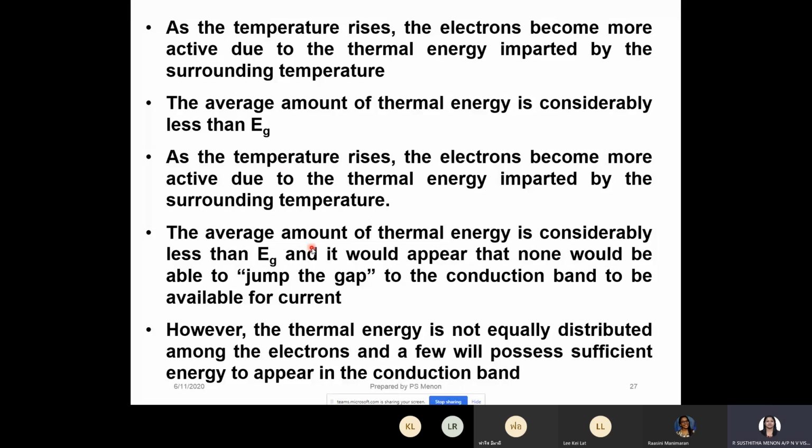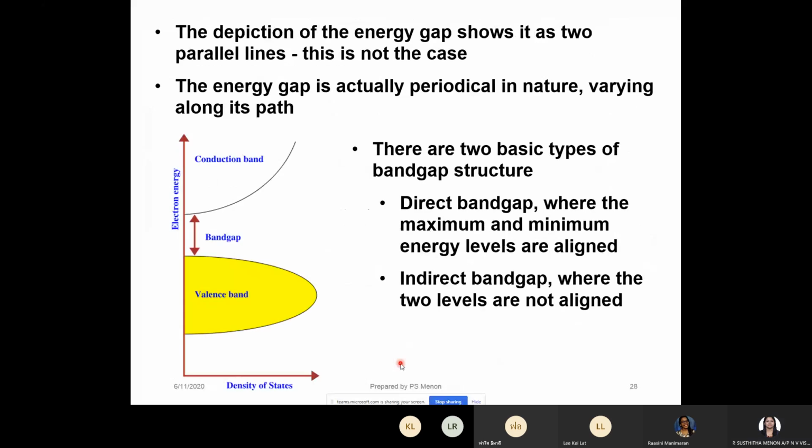The average amount of thermal energy is considerably less, and it appears that none would be able to jump the gap to the conduction band to be available for current. However, thermal energy is not equally distributed among the electrons, and only a few will possess sufficient energy to appear in the conduction band. Okay, so this shows the energy gap.